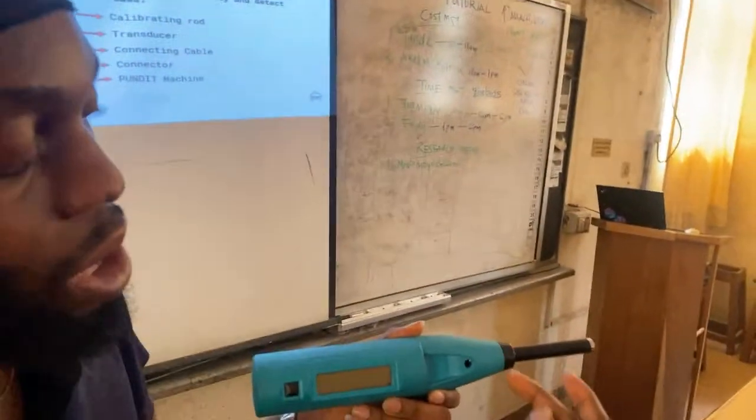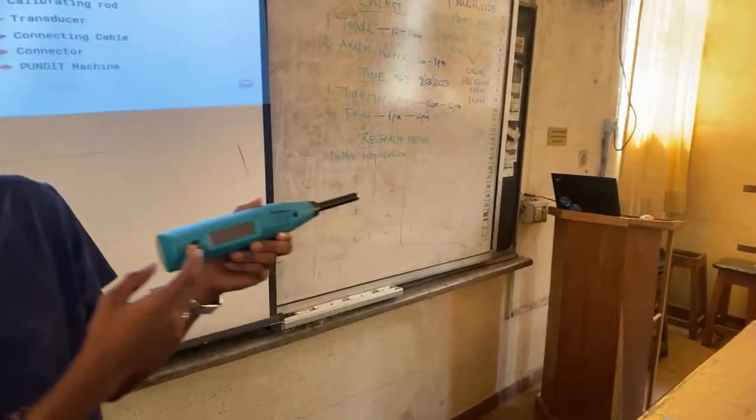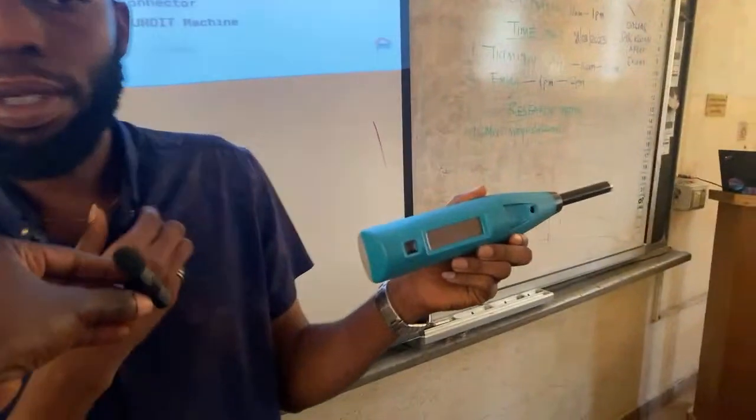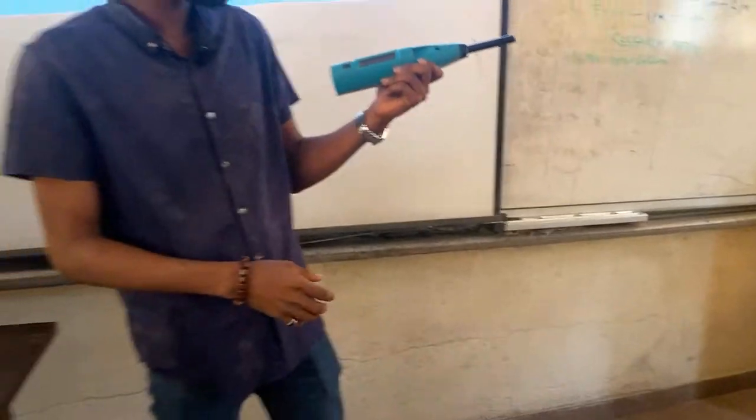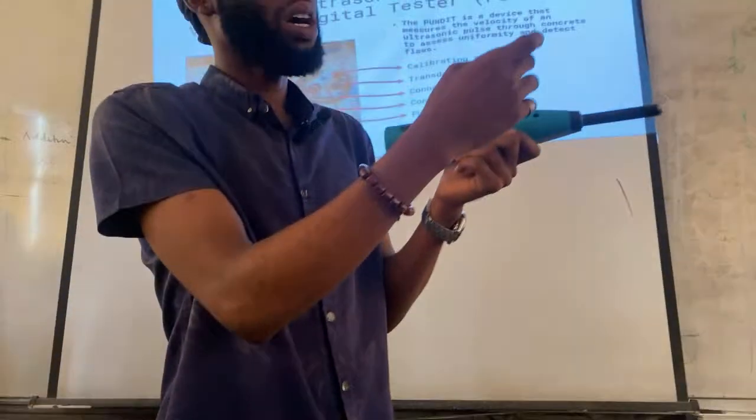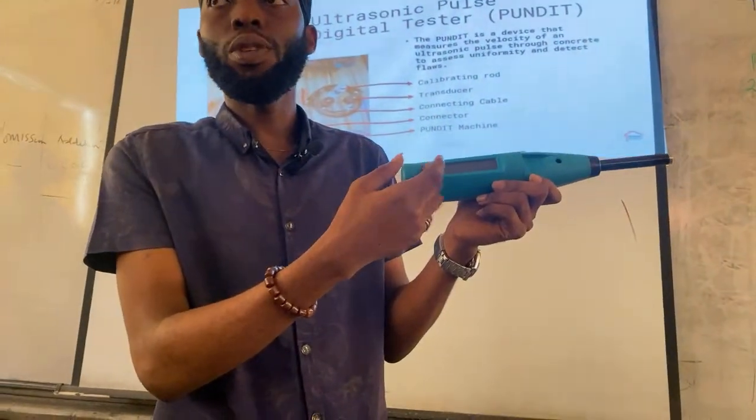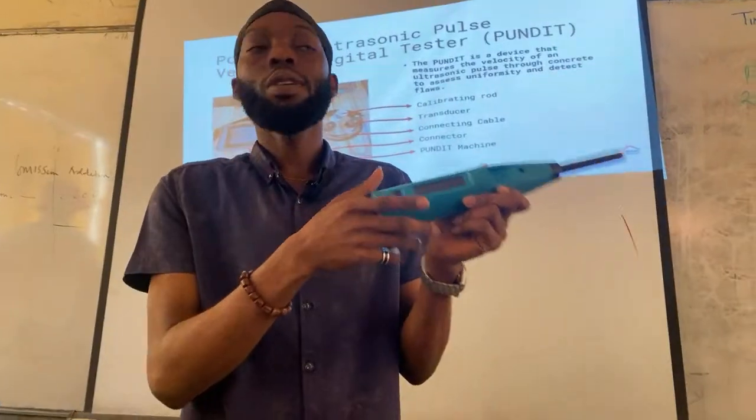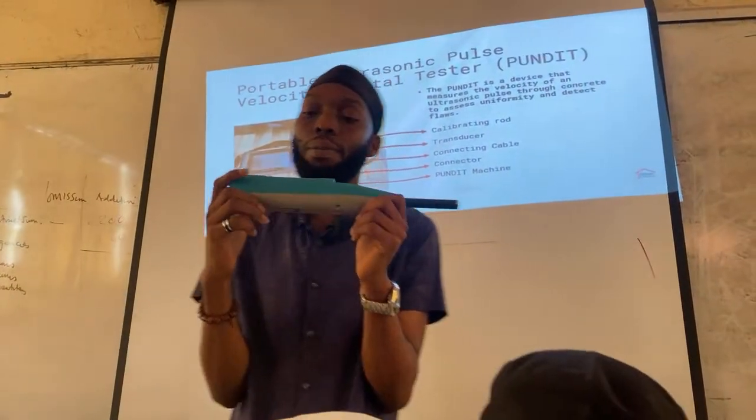As you can see, we have different parts to it. We have the plunger, we have the USB ports, we have the LED screen, we have the select button, we have the casing itself. So all these make up the Silver Schmidt hammer.